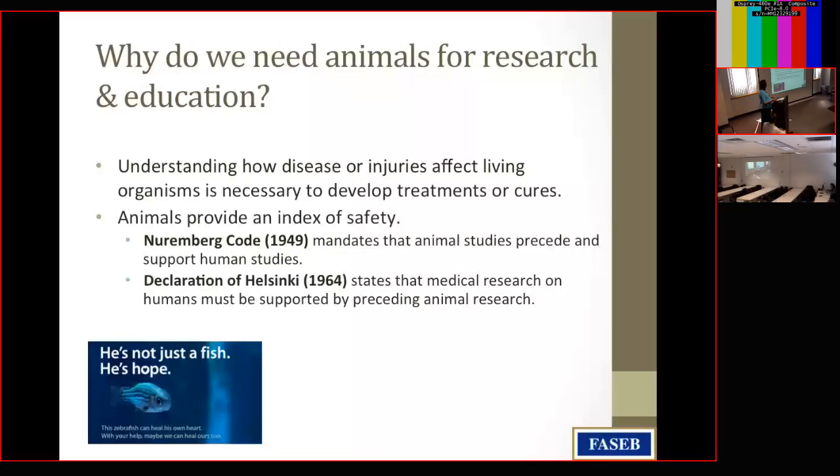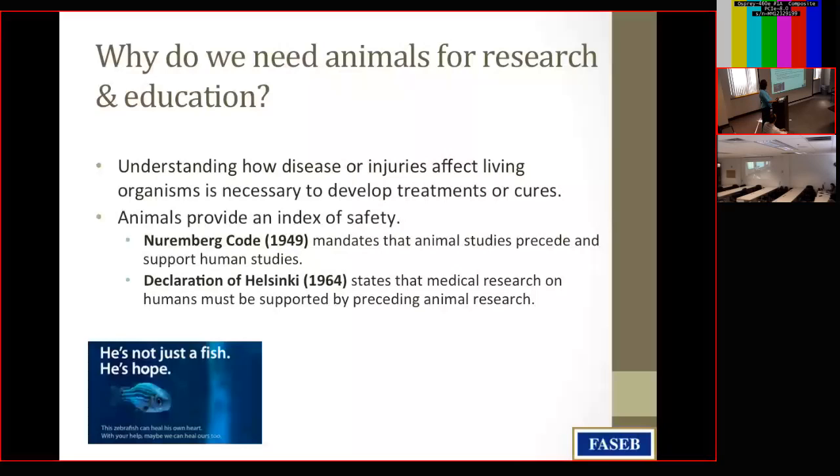And principle number 3 specifically addresses the importance of animal research. That states, the experiment should be so designed and based on the results of animal experimentation and a knowledge of the natural history of the disease or other problem under study.